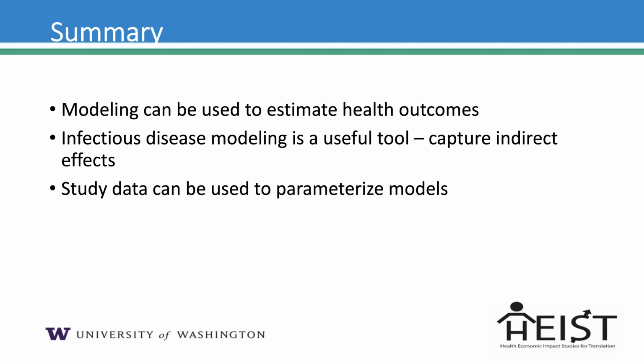Infectious disease models are different from linear decision tree models in that they help us capture indirect effects. And I'll talk about what those indirect effects are. But one example is herd immunity, which we all know about and are hoping to achieve for SARS-CoV-2. And the third point is that we can use study data to parameterize models. And ideally, all our health economic analyses would be deeply grounded and rooted in empiric data and in field studies.